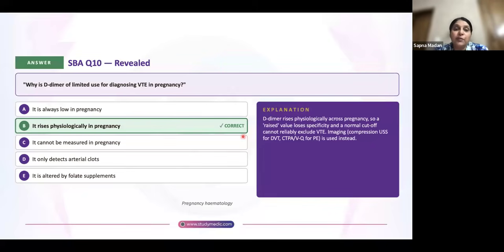That is why in the VTE workup, when we initially go and check the D-dimers, it is of limited use in pregnancy. Okay, so the raised value is losing its specificity, and the cutoff is not reliable to exclude VTE. Therefore, you have to do imaging studies like a compression ultrasound for ruling out DVT, or you have to do a CTPA or a VQ scan to rule out pulmonary embolism. CTPA 0.1, VQ scan 0.5, fetal radiation dose.